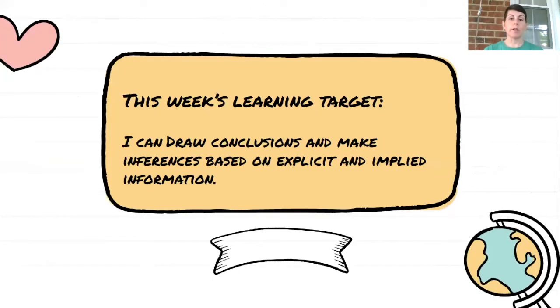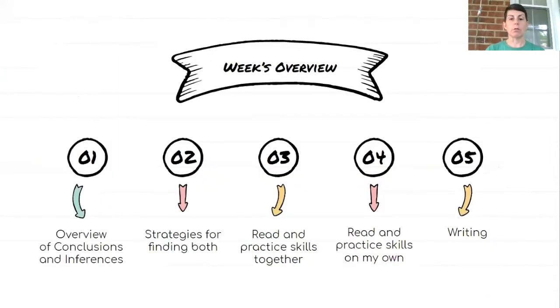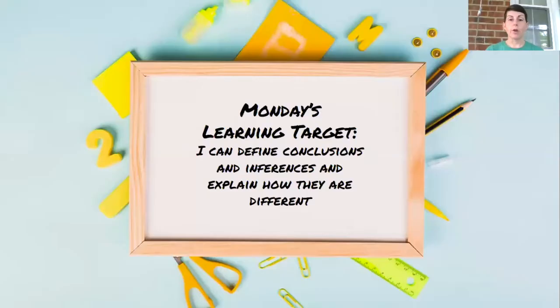So our learning target this week is that I can draw conclusions and make inferences based on explicit and implied information. Our overview for the week is laid out there for you, and you can see that on Monday we're going to have an overview of what conclusions and inferences are. And then on Friday we're going to practice some writing. Throughout the week we're going to practice each individual skill before putting them both together on Thursday. Our learning target for today is that I can define conclusions and inferences and explain how they are different.